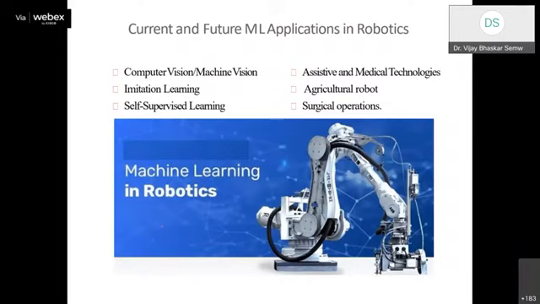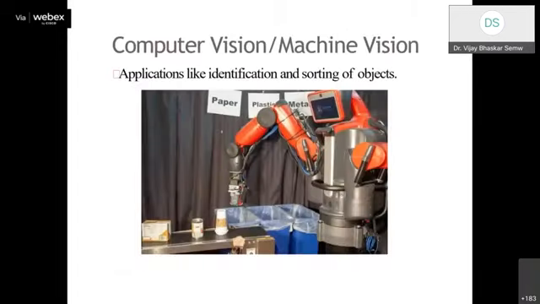You have cameras, different sensors, imitation learning, like copying of some behavior, imitating the behavior. Like yoga postures and other activities, they are using for rehabilitation purposes or assistive use. Self-supervised learning, assistive and medical technology, agriculture role, and surgical role. So this is the span where machine learning has enabled the robotics industry to grow in this sense.